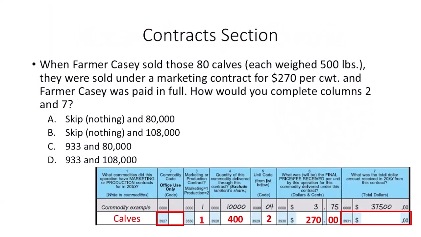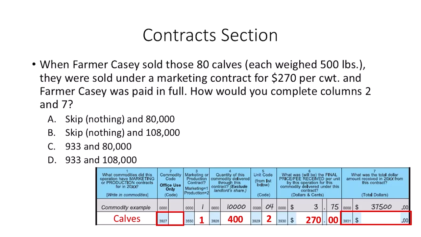Another knowledge check. When Farmer Casey sold those 80 calves, each weighed 500 pounds, they were sold under a marketing contract for $270 per hundredweight, and Farmer Casey was paid in full. How would you complete columns 2 and 7 in this table? Would you A, skip column 2, that is, and then 80,000, B, skip column 2 and 108,000, C, enter 993 and 80,000, or D, enter 993 and 108,000.